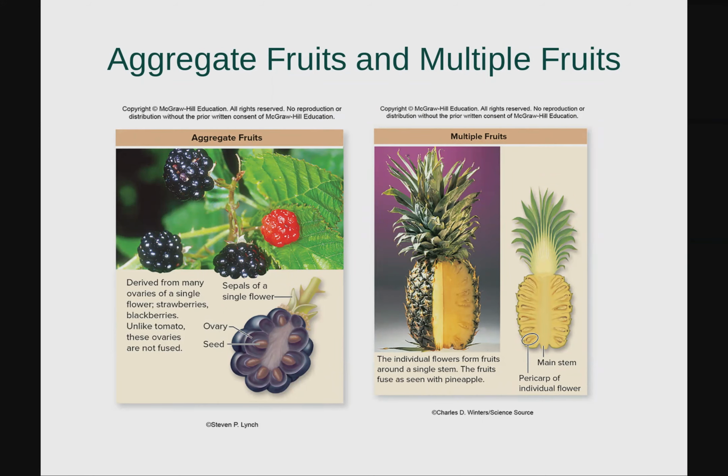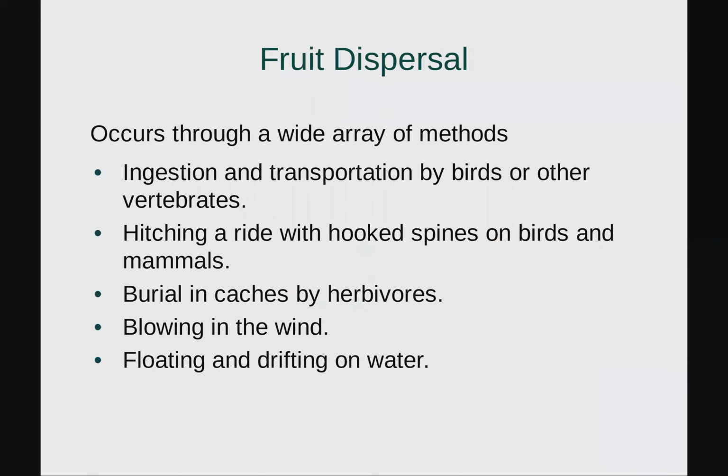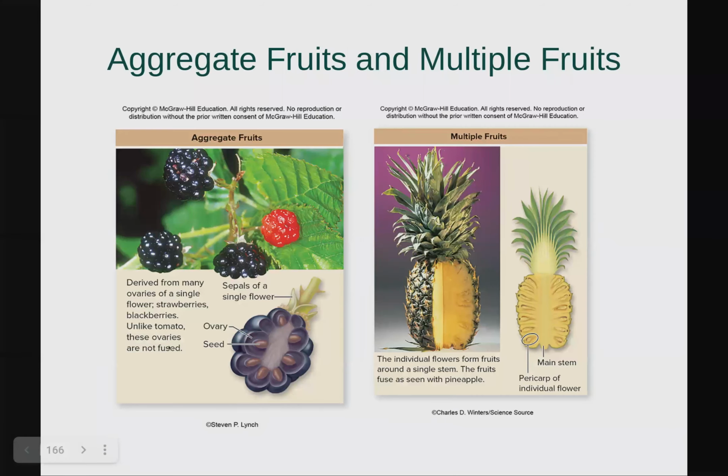And then we get to our final two fruits, which are the aggregate fruits, which include strawberries, blackberries, and raspberries. These are not berries. Tomatoes are berries. Strawberries, blackberries, and raspberries are not berries. They are aggregate fruits. Now, aggregate fruits are derived from many ovaries of a single flower, and the ovaries themselves are not fused. So we have the seeds here, we have the ovaries, but they're distinct ovaries on one plant, which is why they're aggregate fruits.